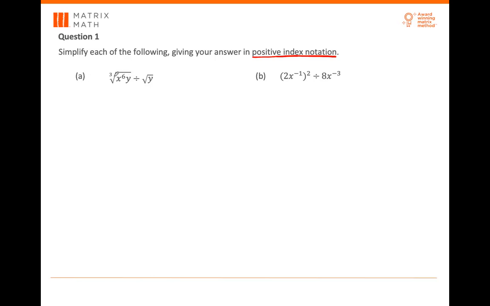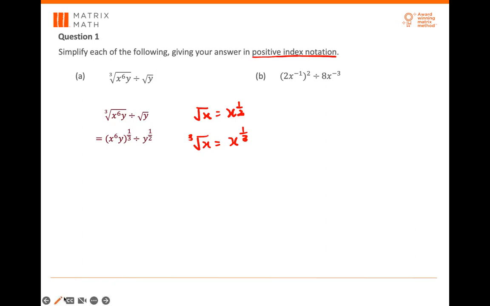For question A, you have the cube root of x to the power of 6 and y, divided by the square root of y. How do we approach these questions? First step, we change the cube root of x to the power of 6 and y to a fraction power. Please remember, square root x gives you x to the power of 1/2. Then cube root x will be x to the power of 1/3. So the whole thing, x to the power of 6 and y, has a power of 1/3, then divided by square root of y, which is y to the power of a half.